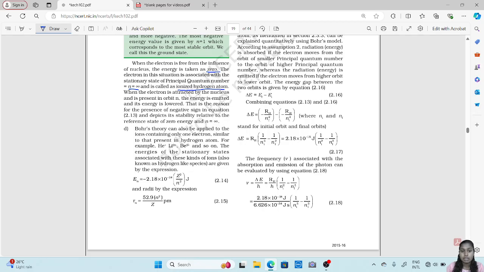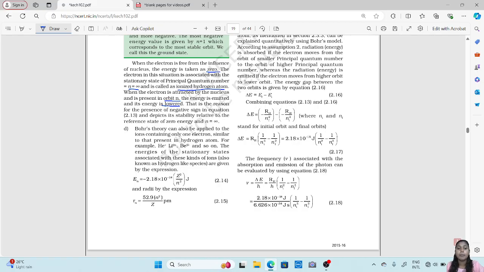When the electron is attracted by the nucleus and is present in the orbit n, the energy is emitted and the energy is lowered. So whenever the electron is attracted by the nucleus and is present in any orbit, like 1, 2, 3, that is why it is n, the energy is emitted and its energy is lowered. Energy emitted means it is obviously giving out energy, so the energy will decrease, right? That is the reason for the presence of the negative sign in the equation.